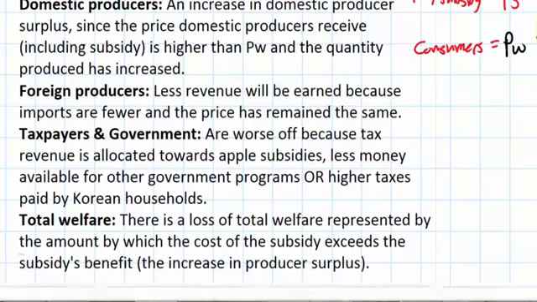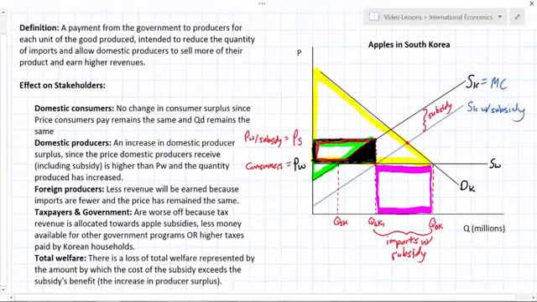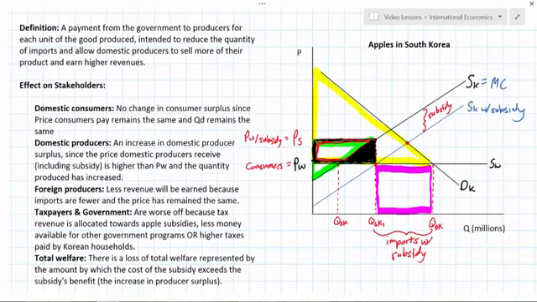Just like with other forms of protectionism, there is a loss of total welfare incurred on society because of the government's attempt to protect certain stakeholders within the economy. In this case, the Korean government decided to protect Korean apple growers by giving them taxpayer money in order to increase the domestic supply and reduce the quantity of apple imports.